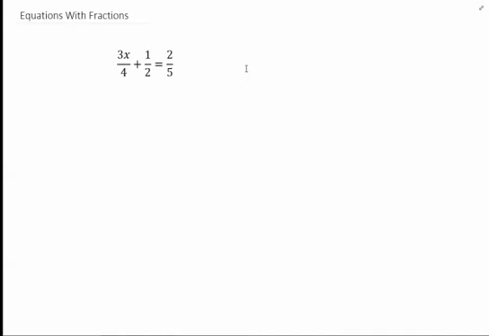There are multiple ways to handle this, but I'm going to teach you one way, and that's to eliminate your fractions. So our goal is going to be first to eliminate the fraction. Okay, that's our goal. The first thing we have to do when we try to eliminate fractions is determine our lowest common denominator.